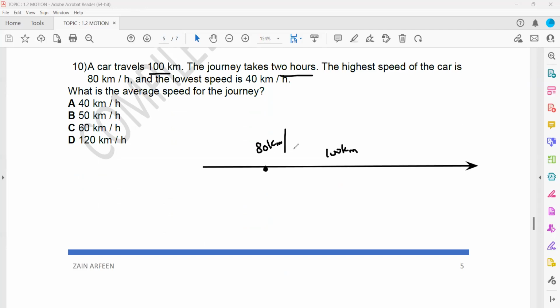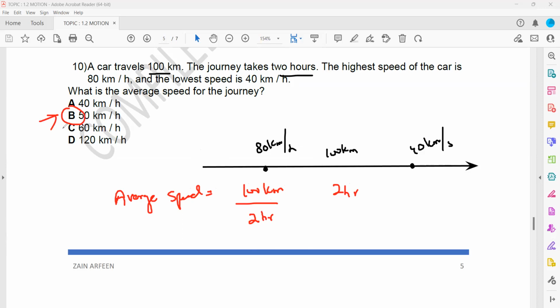At any point, it might have a highest speed of 80 and the lowest speed is 40. And the total journey is 2 hours. So they are asking what is the average speed. For average speed, we don't bother about what is the highest speed and what is the lowest speed. When we work out the average speed, it is the total distance divided by total time. So total distance is 100 kilometers and the total time is 2 hours. So that's why it is 50 kilometers per hour.